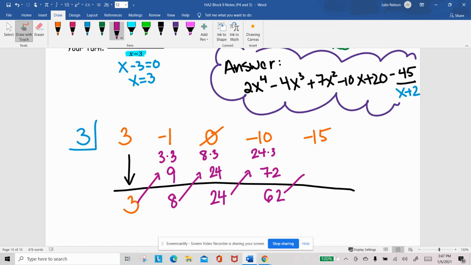Whatever number you dropped multiplies to the number in the box. So 62 times 3 is, I'm not so quick on this one, it's 186, and -15 plus 186 is 171. What does that last number always represent? This last number always represents the remainder.